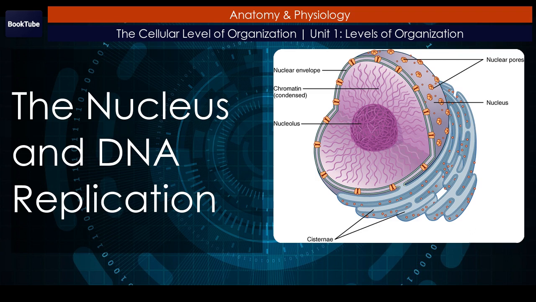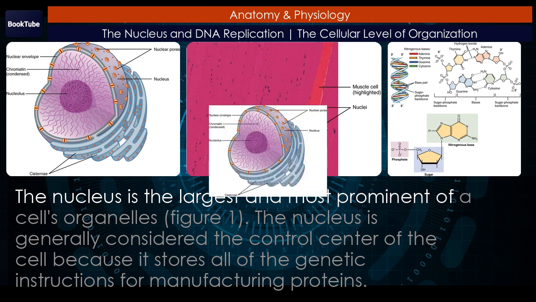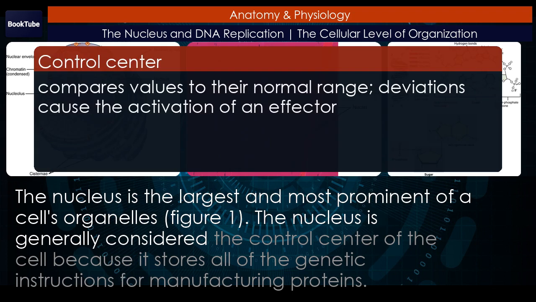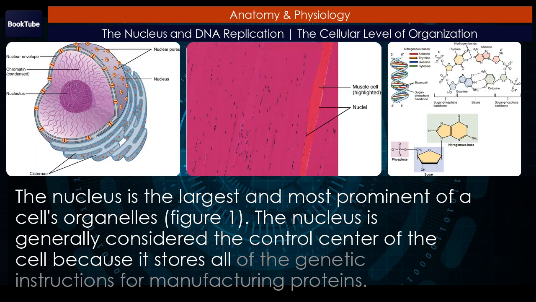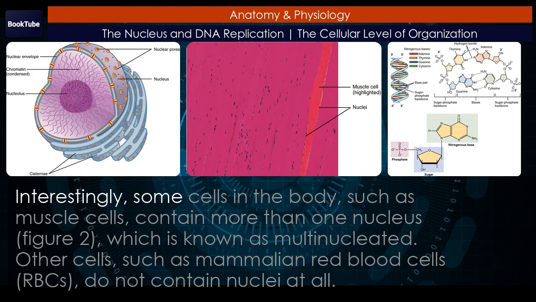The nucleus and DNA replication. The nucleus is the largest and most prominent of a cell's organelles. Figure 1. The nucleus is generally considered the control center of the cell because it stores all of the genetic instructions for manufacturing proteins. Interestingly, some cells in the body, such as muscle cells, contain more than one nucleus.